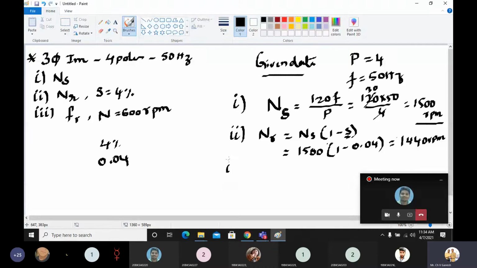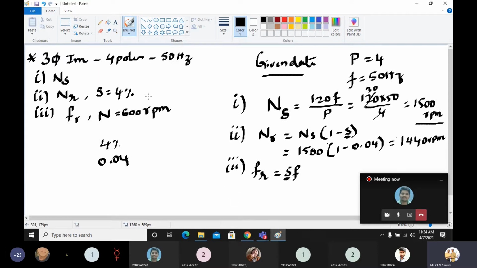Now come to the third bit. What is the third bit? I need to find out the rotor frequency. Fr is equal to S into F, but first I need to find out the slip. If I know the slip value, then I can find out the rotor frequency.